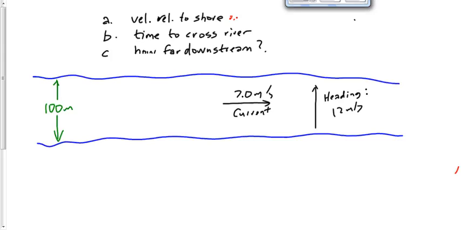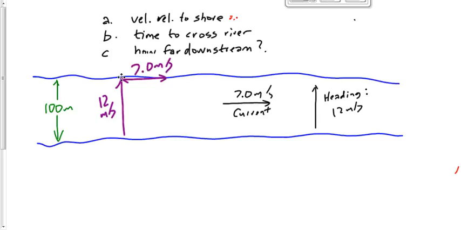Let's draw the vector diagram for question A, where it says, what's the velocity of the boat relative to the shore? We got 2 vectors, both solid line vectors here, because they both contribute to where this boat actually goes. Neither one of them are where the boat goes. They both contribute to where the boat goes. So let's draw the first one. We're heading to the north at 12 meters per second, and we've got a current that goes to the east at 7.0 meters per second.